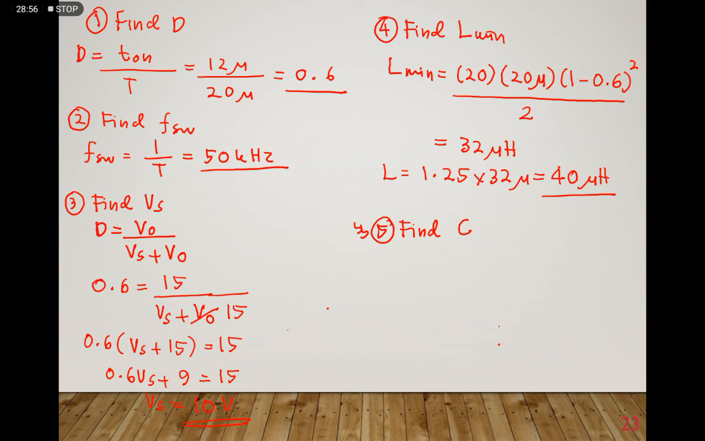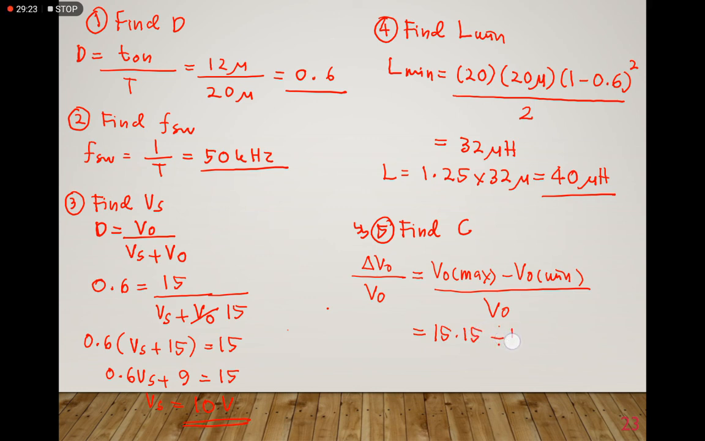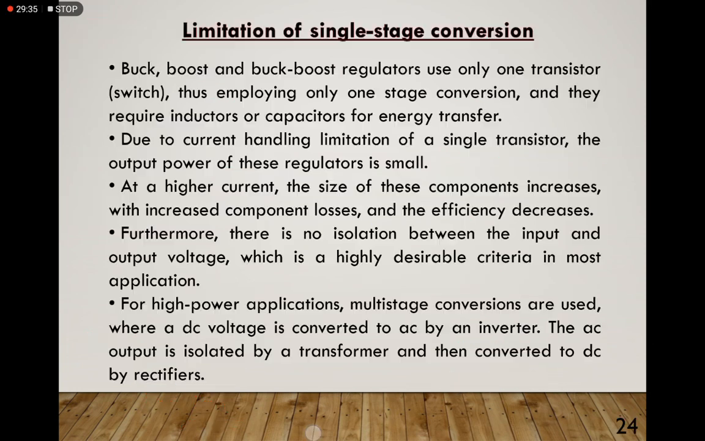Okay, in order to find C, since the output voltage ripple is not given, but the information from the figure is there, delta V0 over V0 will be equal to this. Delta V0 is actually V0 max minus V0 min over V0. Okay, which is 15.15 minus 14.85 over our average, which is 15. You will get the output voltage ripple is 0.02.